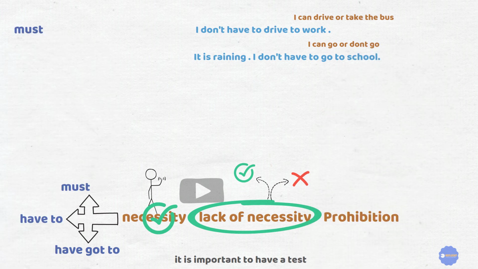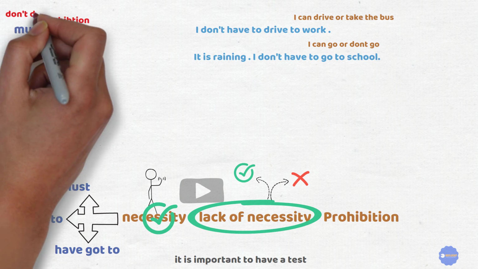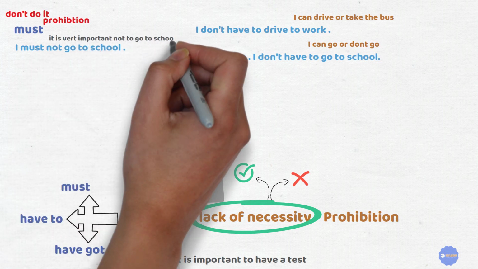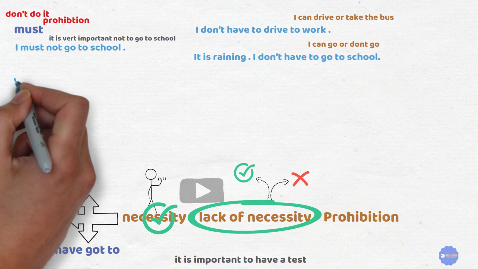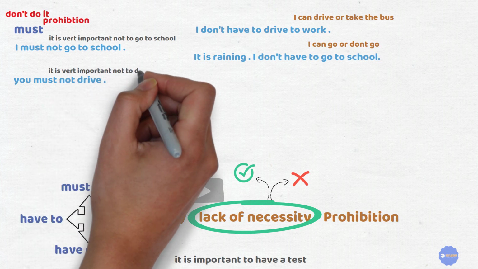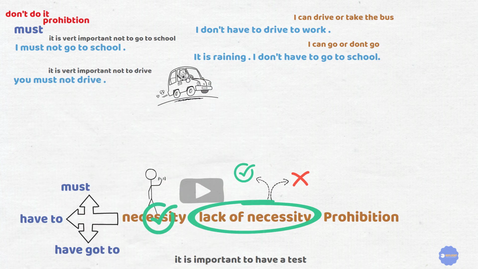But for must, it is totally different. So we use negative must to express prohibition, which means it is important not to do that. For example, when I say I must not go to school, that means it is very important not to go to school. Another example, when you say you must not drive. So this means it is very important not to drive. It is prohibited to drive. And note here, when we make negative, must plus not is going to be mustn't. So the first T is silent, mustn't.